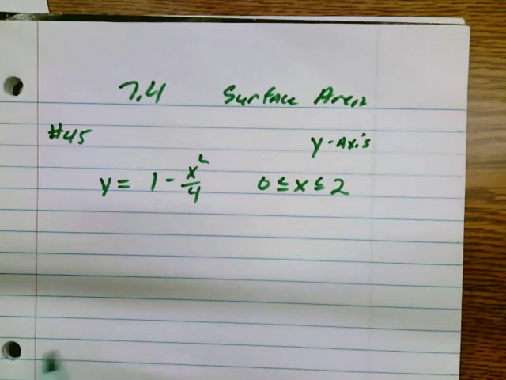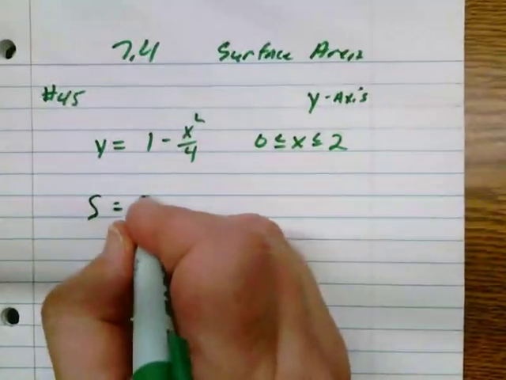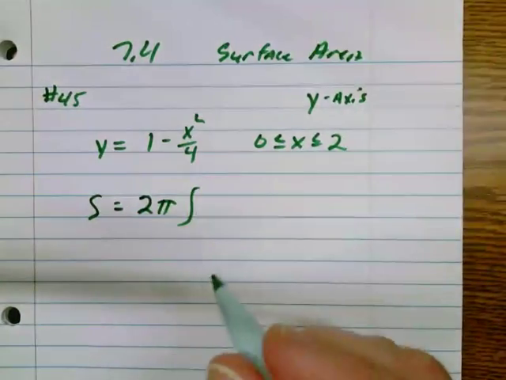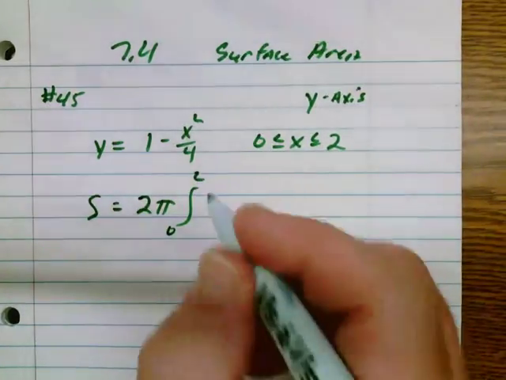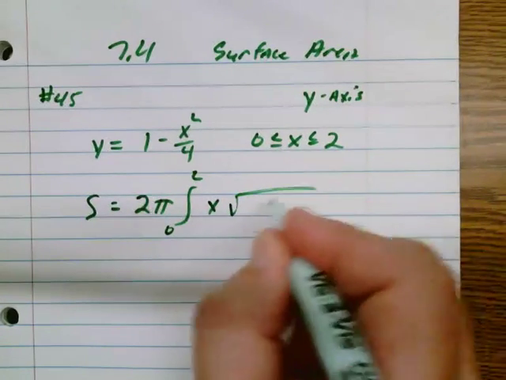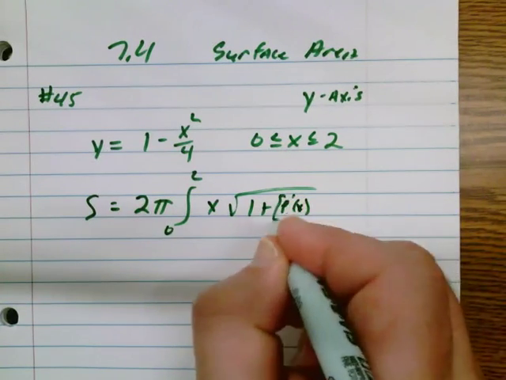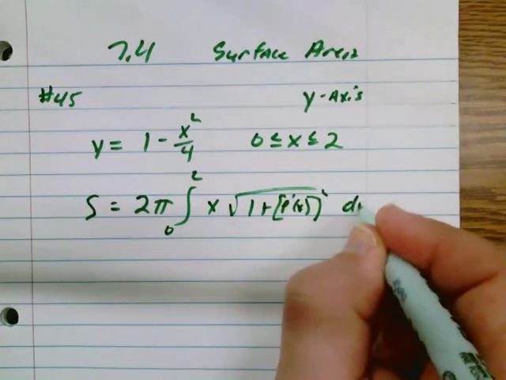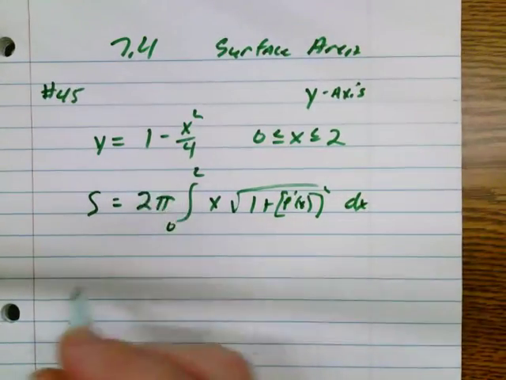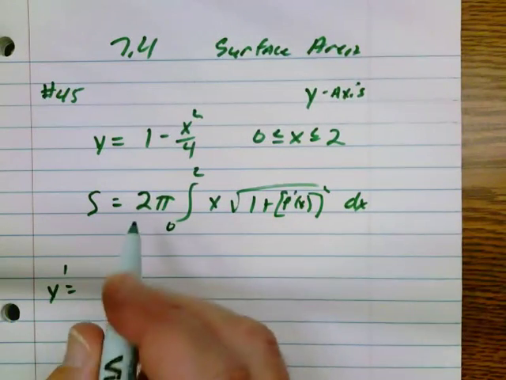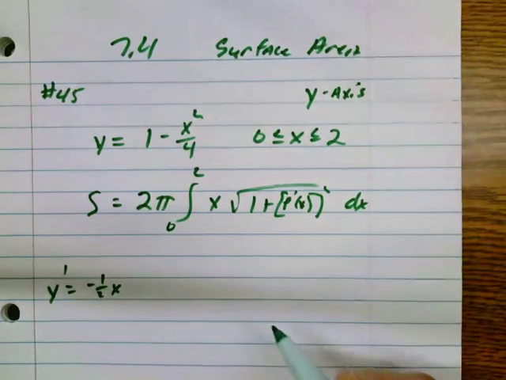So our equation for surface area is going to be 2 pi times the integral from 0 to 2, based on my interval here, of x square root of 1 plus my derivative quantity squared dx. So I just have to calculate my derivative. This is similar to my arc length. The derivative of 1 is 0. We have a power rule, so I'm going to have a negative 1/2 x.